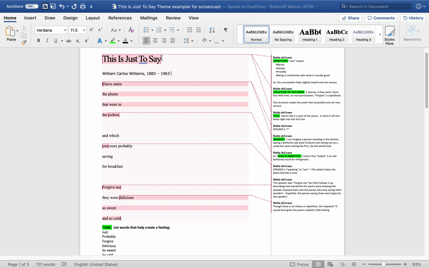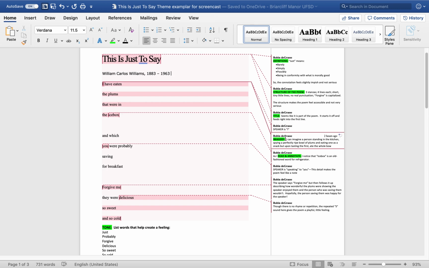We looked at the title, This Is Just to Say, and the title makes it seem like it is part of the poem. It starts the poem off and it feeds right into the first line, which is, I have eaten the plums that were in the icebox and which you were probably saving for breakfast. Forgive me, they were delicious and so sweet and so cold.